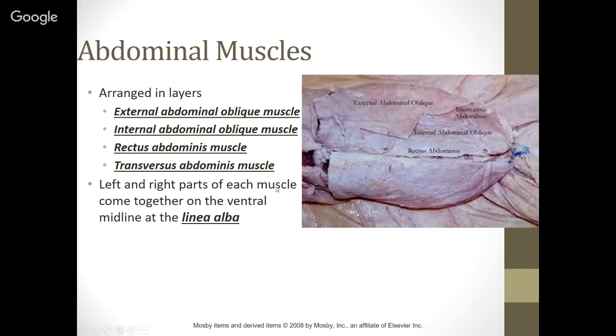The left and right parts of each of these muscles come together on the ventral midline at the linea alba, which is Latin for white line. And it's this nice white line that gives us an indication of where to cut when we're entering the abdomen for surgery.